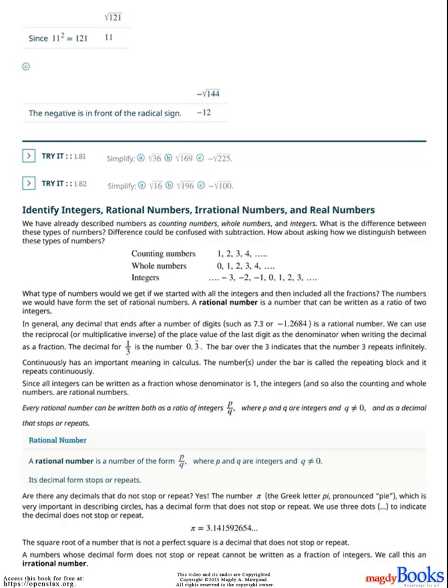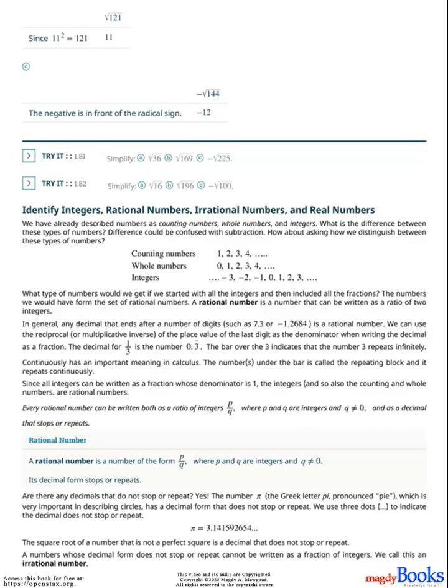Yes, the number pi, the Greek letter pi, which is very important in describing circles, has a decimal form that does not stop or repeat. We use 3 dots to indicate the decimal does not stop or repeat. Pi equals 3.141592654... The square root of a number that is not a perfect square is a decimal that does not stop or repeat.